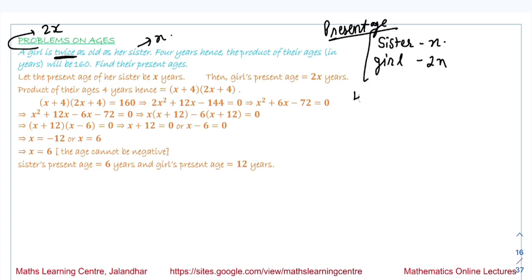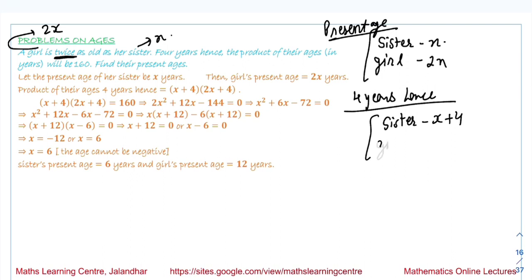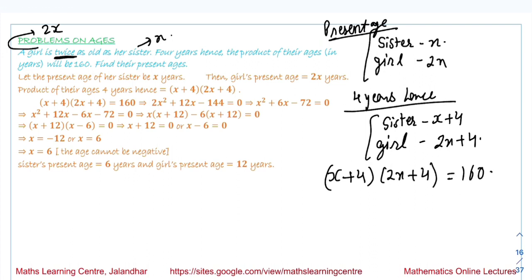Now 4 years hence, the sister's age will be x plus 4 and the girl's age will be 2x plus 4. After 4 years their ages will be increased by 4. The product of their ages in years, x plus 4 into 2x plus 4, is 160. We have to find their present ages. So multiplying this, we get 2x square plus 4x plus 8x plus 16 is equal to 160.